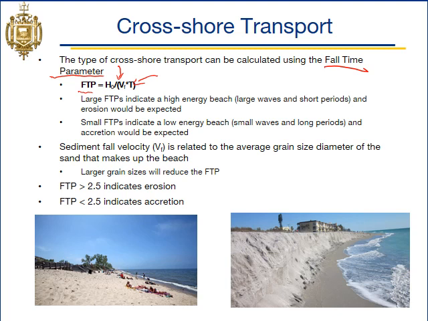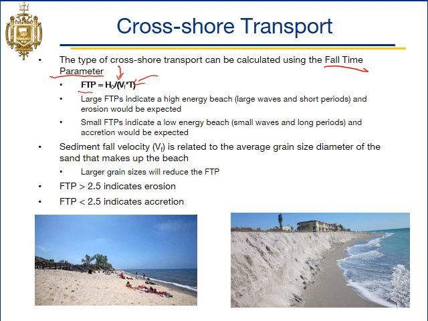So if we get a large value for the fall time parameter, that means we have a high energy beach, so large waves or short periods, and we would most likely see erosion at that beach. The smaller the fall time parameter, the less energy the beach is seeing, and therefore we would expect to see accretion. Our fall velocity is related to our sediment size, and we'll see a chart on the next slide that shows how we can calculate it.